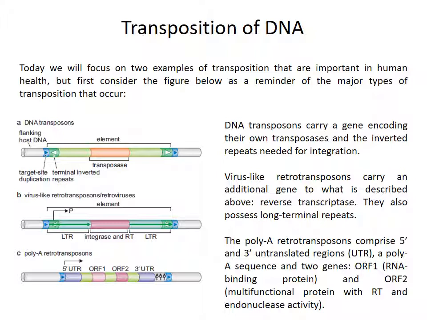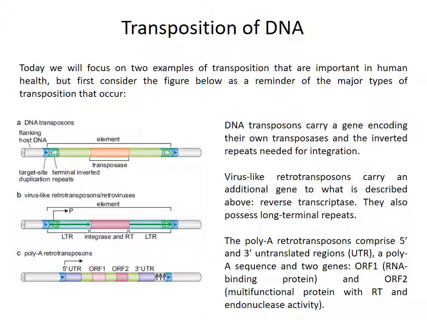Retrotransposons, whilst they replicate in a similar manner to retroviruses, never leave the cell in which they're located. They're only capable of moving this element around the genomic DNA. They can never escape that cell and deliver elements to other cells. They're trapped within a single cell context. How do they move around then?